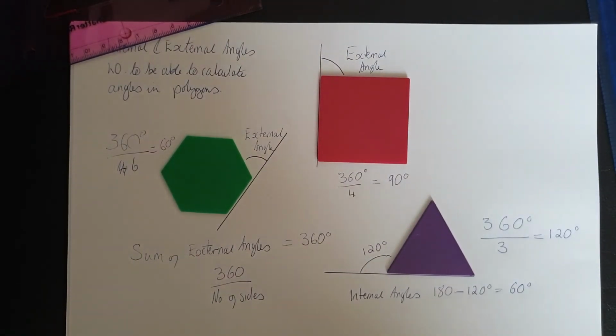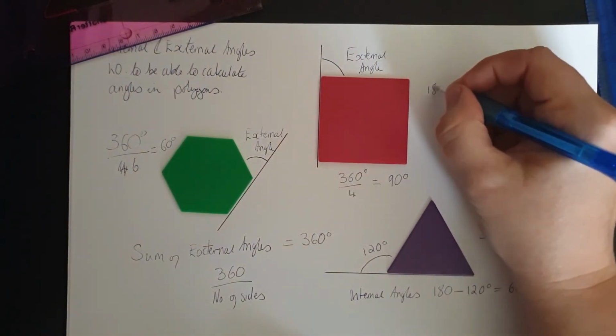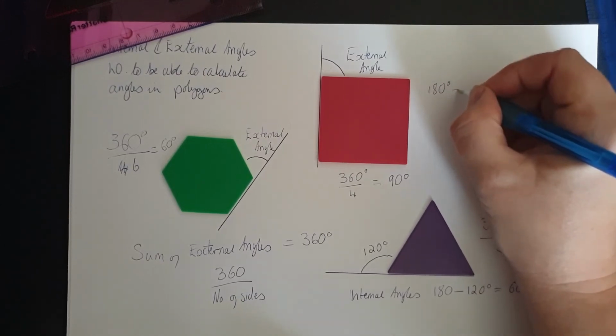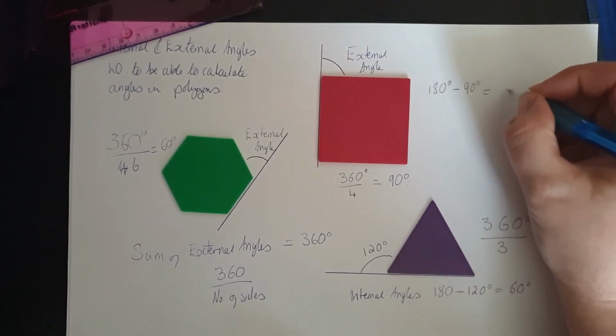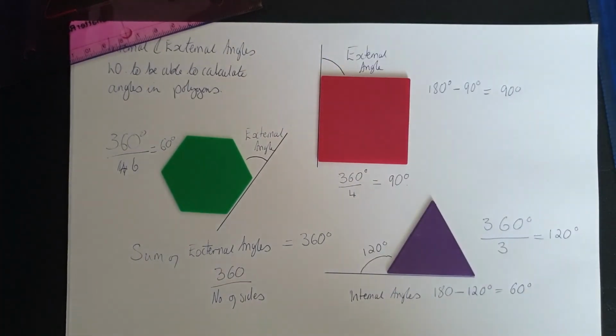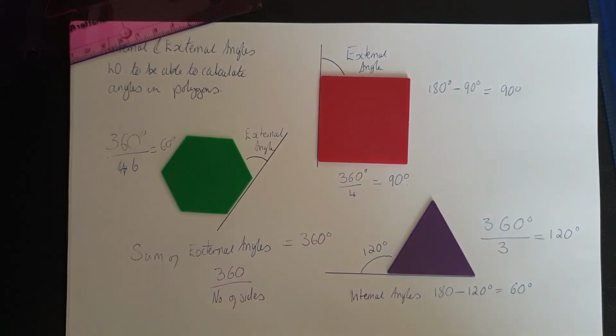With the square, we know it's going to be 90. We know what a square is, but we can still use the maths. 180 minus the external angle of 90 gives us 90 degrees. Have a go now with the hexagon. We know that the external angle is 60 degrees. Work out what the internal angle is of the regular hexagon.